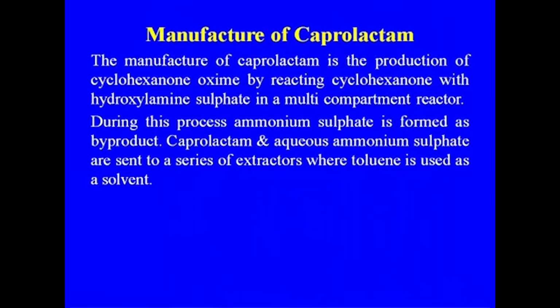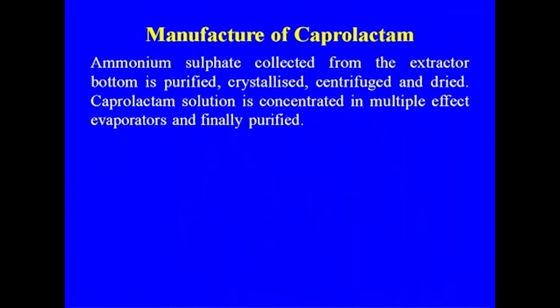Caprolactam and the aqueous ammonium sulfate are sent to a series of extractors where toluene is used as a solvent. Ammonium sulfate collected from the extractor bottom is purified, crystallized, centrifuged and dried. The caprolactam solution is concentrated in multiple evaporators and finally purified.